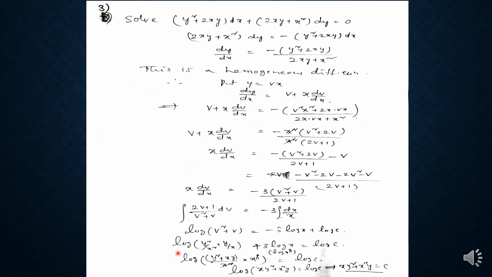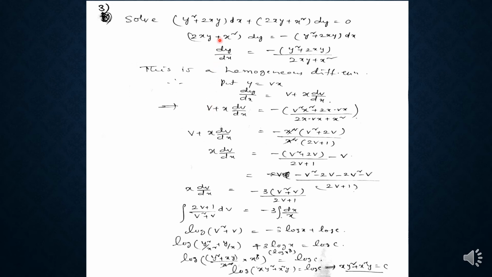Here this is in the form of log a plus log b, which is equal to log of a into b. So that is log of (y² + xy)/x² into x³, which can be written as (y² + xy) into x is equal to log c. Log of (xy² + x²y) is equal to log c, that is xy² + x²y is equal to c. This is the solution for the given differential equation.